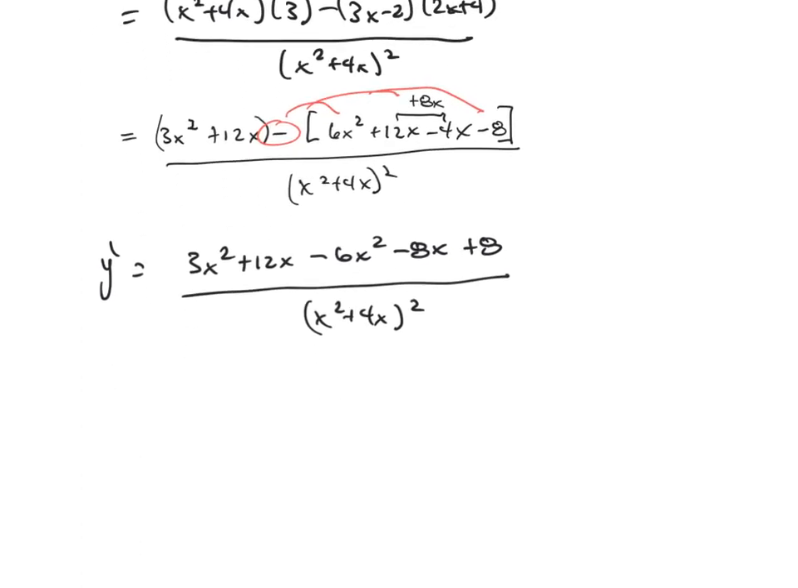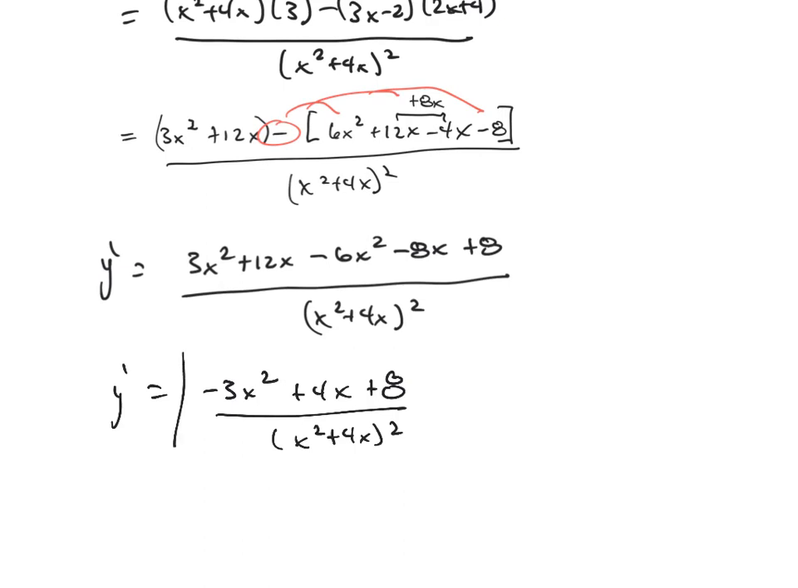We now combine like terms yet again. 3x squared minus 6x squared, well, that's a minus 3x squared. 12x minus 8x, that's a plus 4x. And then we have that plus 8. All of this is over x squared plus 4x quantity squared.